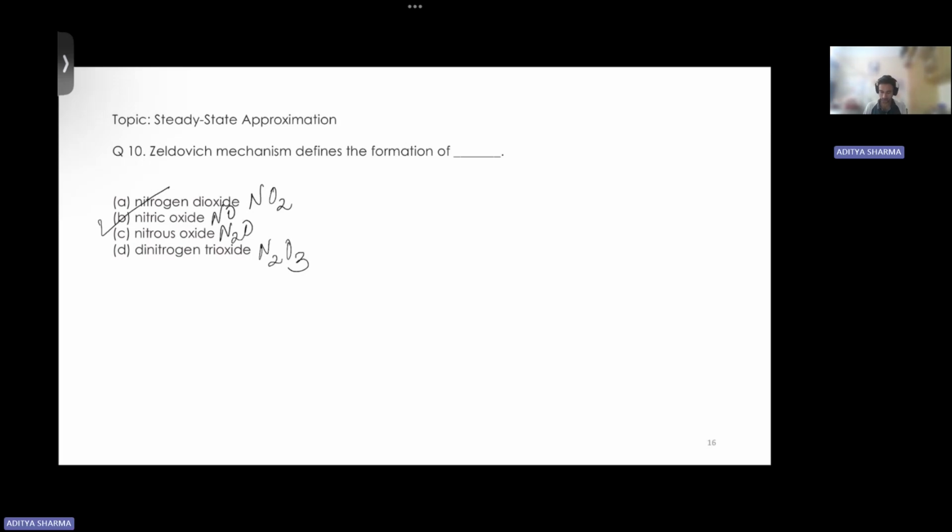In lecture 25, this mechanism has been covered in detail. So you may refer to lecture 25 if you wish to know about this mechanism in detail. So B option is correct for this question, question number 10. So let's move on to the next question.